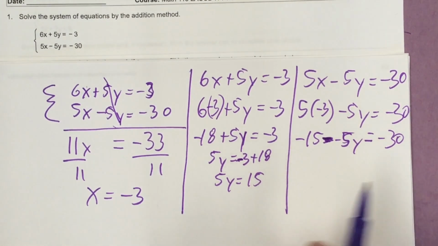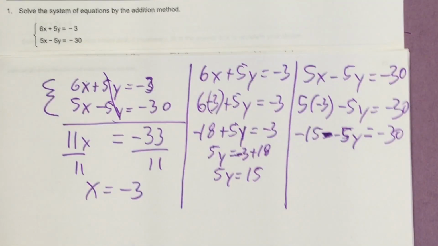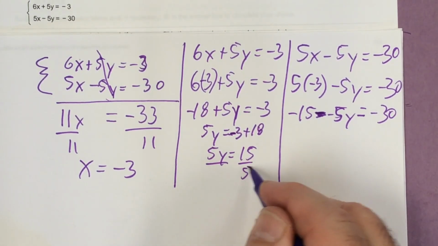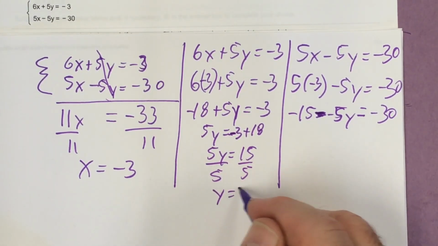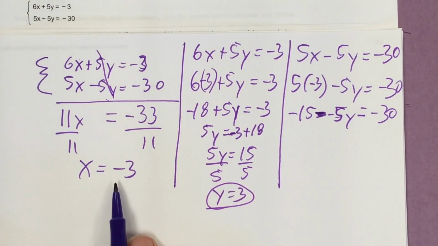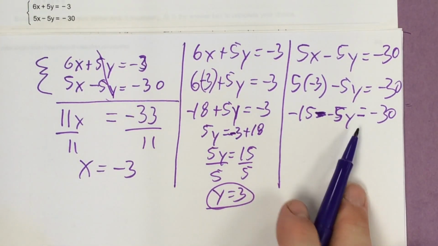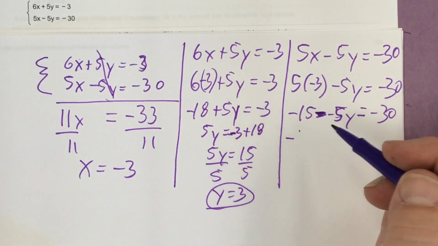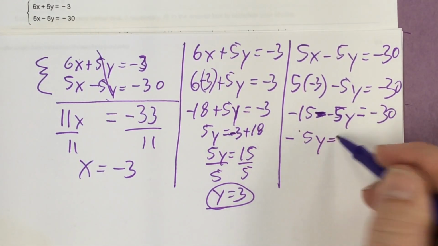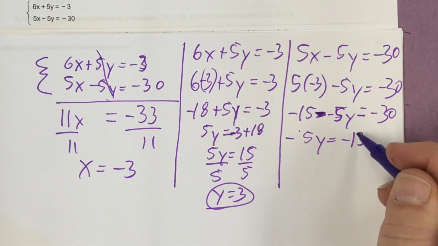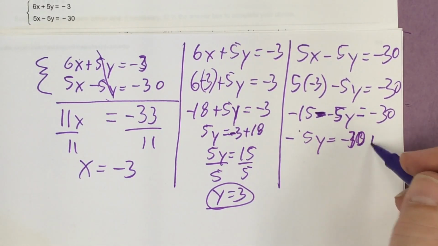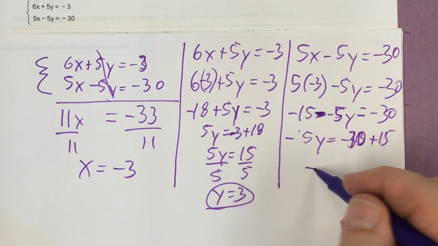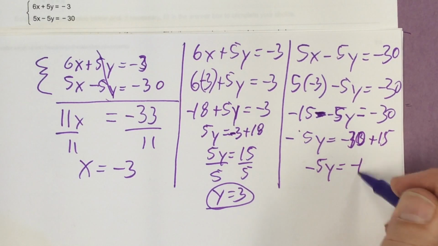And just making sure I'm showing all this work here. Going to the top, here we go. If I divide both sides by 5, I should get y is equal to 3. So if negative 3 is a correct solution for x, I should get y is equal to 3 over here as well. So I'm going to move this negative 15 to the other side. That's going to give me negative 5y is equal to negative 30, plus 15, because when I move this over here, I'm going to make it positive. And when I combine this, I get negative 5y equals negative 15.